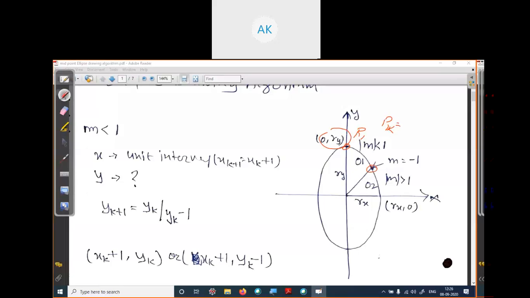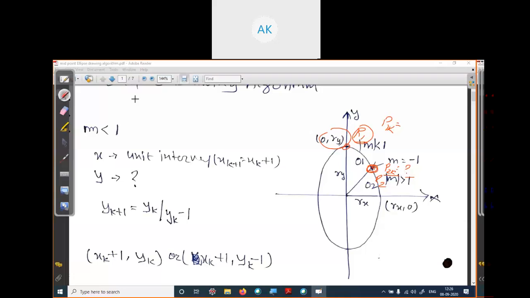But in region 2, how can we calculate this value, since we do not have the coordinates of this point? So the answer is this: when you calculate the region 1 coordinates, the last point of region 1 will be considered the initial point for region 2. We will put that value in our initial decision parameter for region 2. The last coordinate in region 1 will be the starting point in region 2. Is it clear?